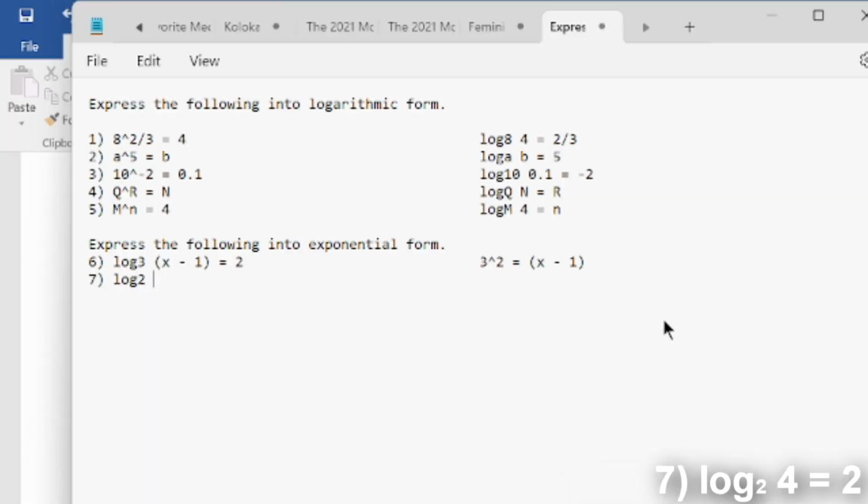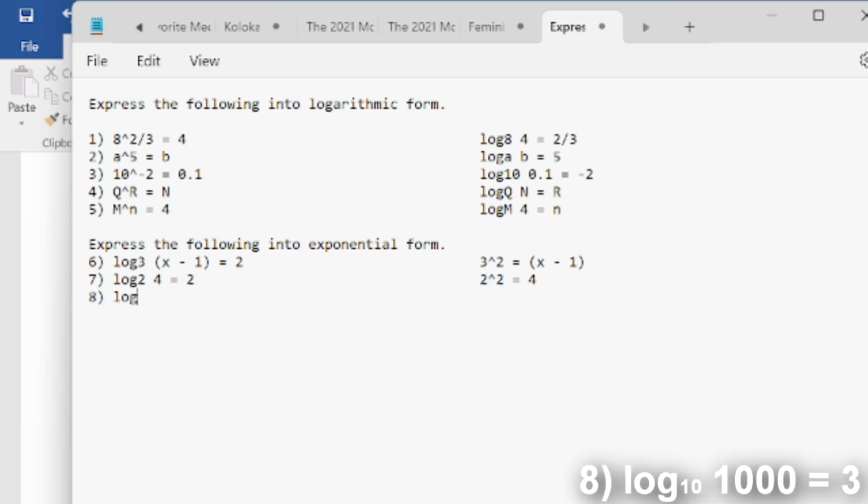Number 7: log 2 of 4. Okay, this doesn't involve any quantity. So I can just say 2 raised to 2 will be equal to 4. And I know that I'm making the answer correct because this is an already easy question if you know exponents. 2 squared, 2 raised to the power of 2, 2 times 2, 4. That's your answer.